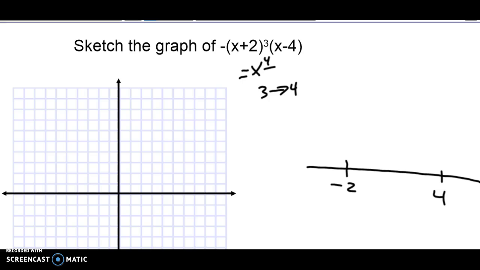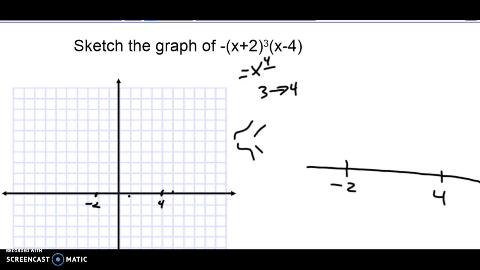I can even put that on here. -2, +4, 1, 2, 3, 4. That's where my zeros occur. Next I'm going to do, what was next? Multiplicity. So at 2, because it's a 3, I know it's going to go like this or like this, depending on my sign analysis. And at 4, it's just a multiplicity of 1, so it's either going to go like that or like that. So straight line or curvy line. Good. Now I'll do my sign analysis, and then I'll set everything else up.